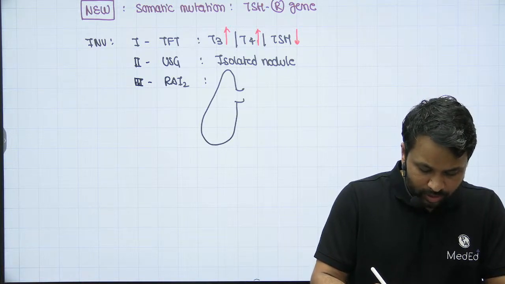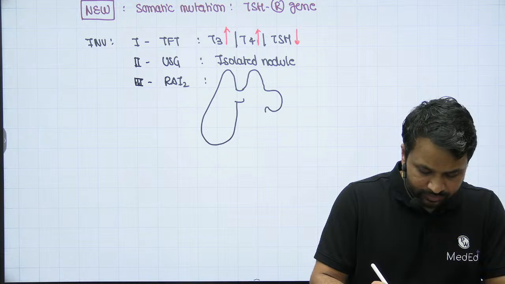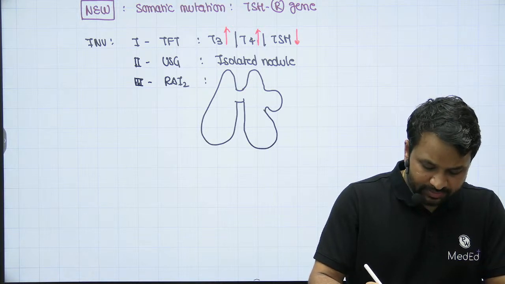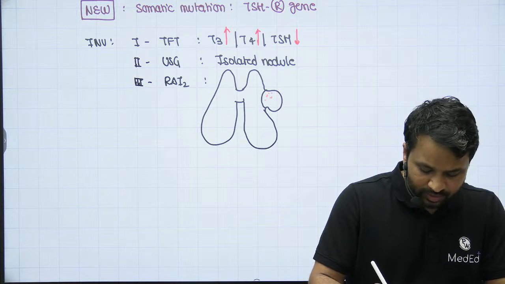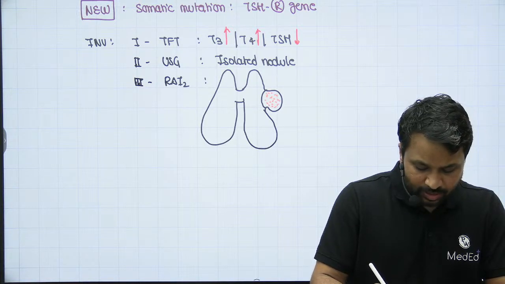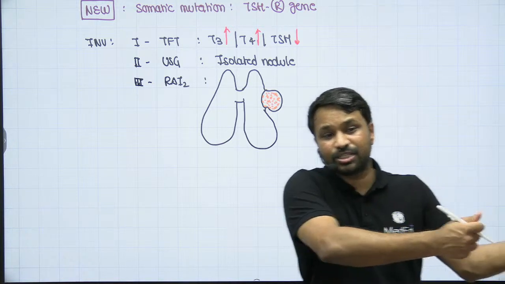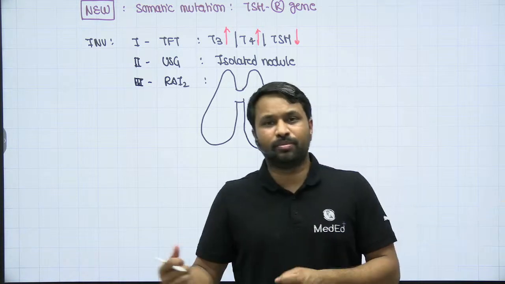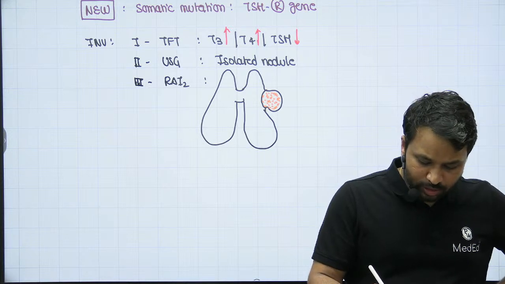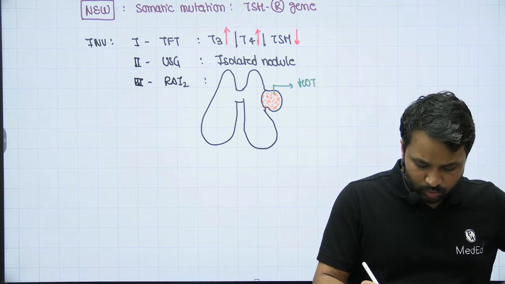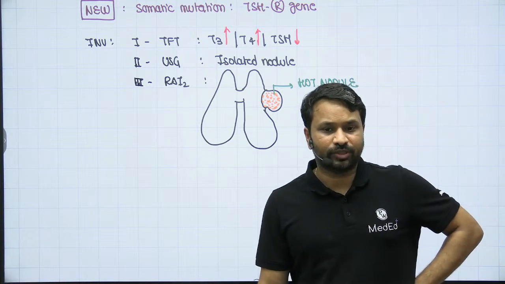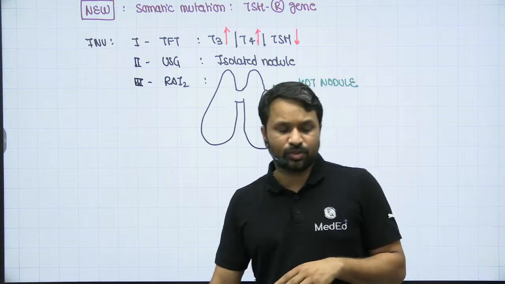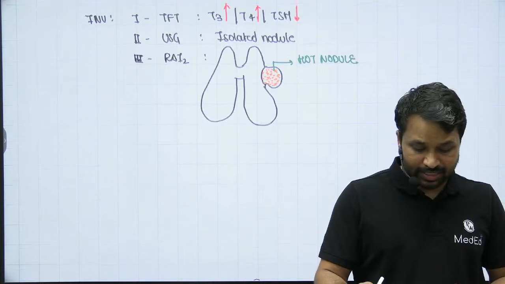Because this nodule is so aggressively active, it will take up all the radioactive iodine that you give, and it won't allow the rest of the gland to take it up. It competes for the iodine so strongly that whatever little amount of iodine you give, that entire iodine is going to be sucked, pulled by this nodule. This is going to present to us like a hot nodule, right? So this gives me a diagnosis that the patient is having a toxic adenoma.